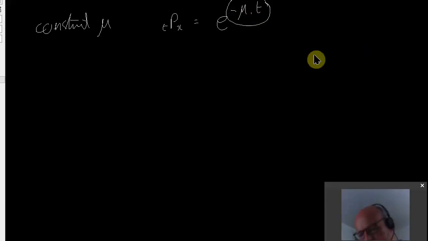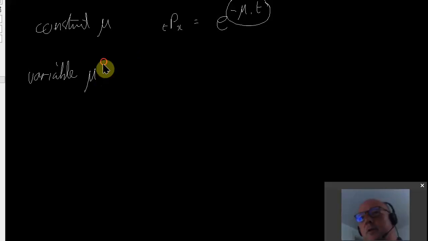So I can extend this when it's variable mu, so mu is a function of t, or a function of age. So it's better make that. Let me get rid of that.